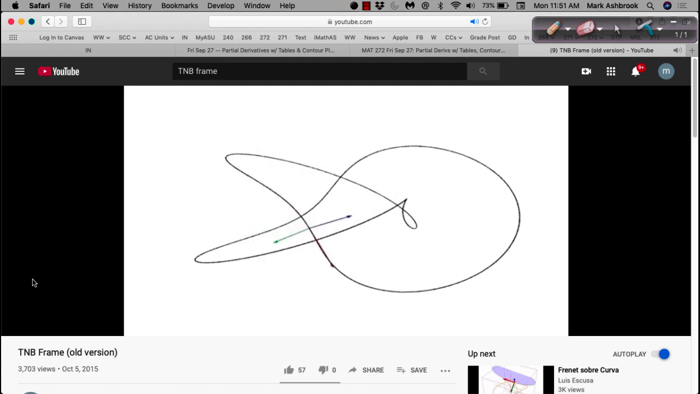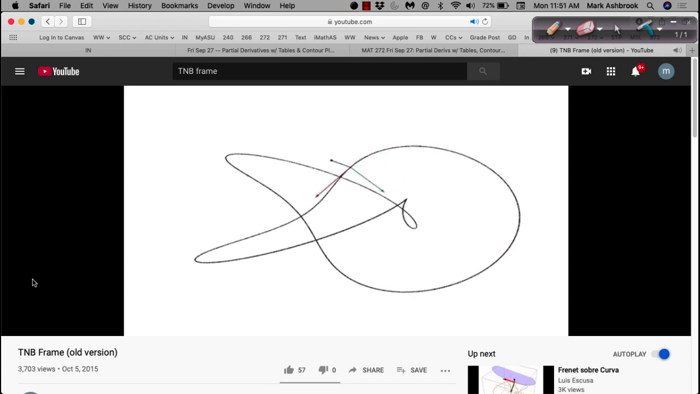So the one pointing down now is T. The one pointing up now is N. And then the one pointing kind of to the right and back, that's B right now. Okay, so what's cool about this video is then they give you, like, as if you're on a roller coaster.